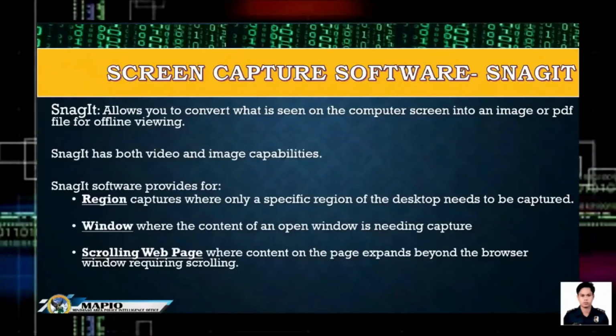Snagit allows you to convert what is seen on the computer screen into an image or PDF file for offline viewing. Now, Snagit is screen capture software wherein you could capture everything that you do with your computer via region, window, or scrolling web page. Now, this will be further illustrated in our practical exercises.